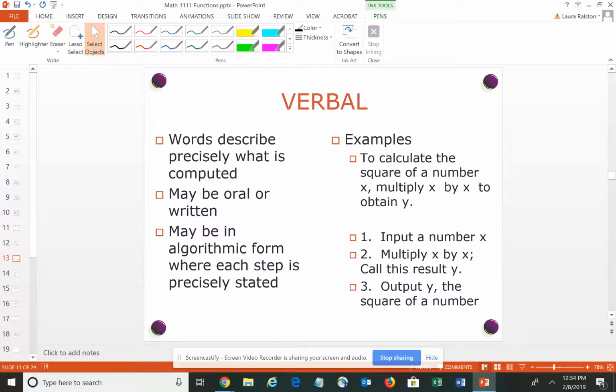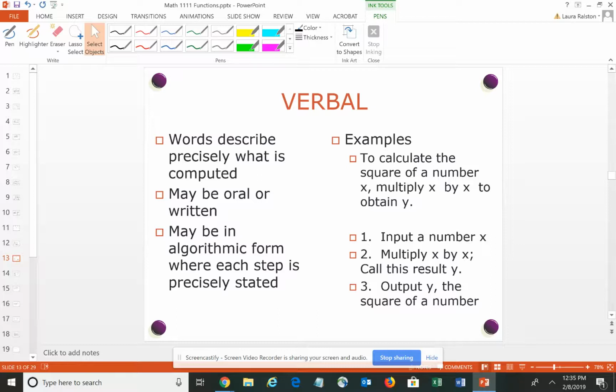Or you might see it written in something simple. This is almost like writing a computer program where it says input a number x, multiply x by x, and call this result y, and then output y, which is the square of a number. Okay, that's just a real basic computer program or algorithm that you can use.